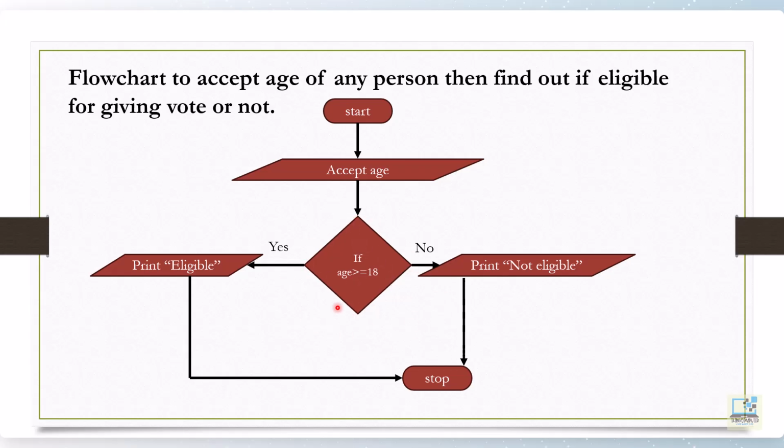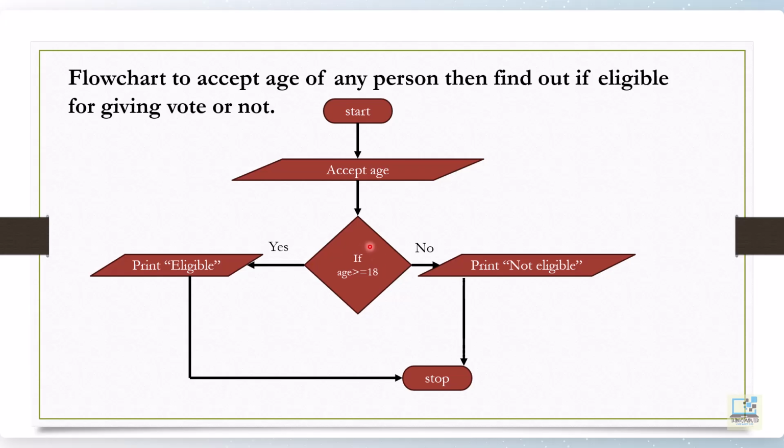Okay, so inside of the decision box we put a condition, like age greater than or equal to 18. For eligibility for giving a vote we have to be at least 18 years old. So that is the condition. There is yes, there is no.